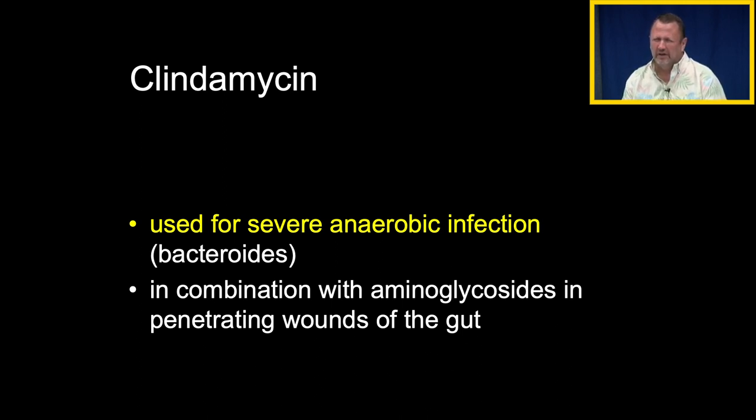However, in a trauma surgical service, triple antibiotics were an aminoglycoside like gentamicin in combination with penicillin and clindamycin. Amp-gent and clindamycin, those were the triple antibiotics that we used for a penetrating wound of the gut: ampicillin, gentamicin, and clindamycin. And the use of clindamycin was for the potential anaerobic bacteria that would form deep in places that did not get oxygen.